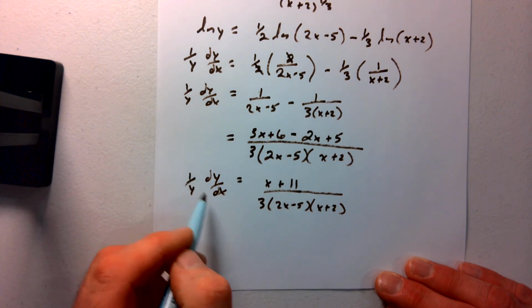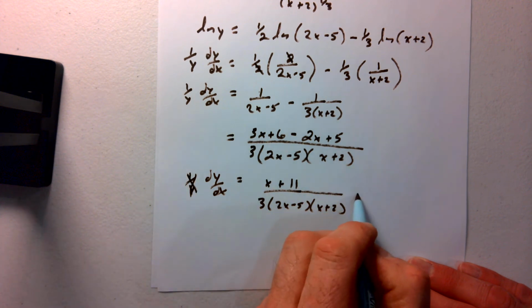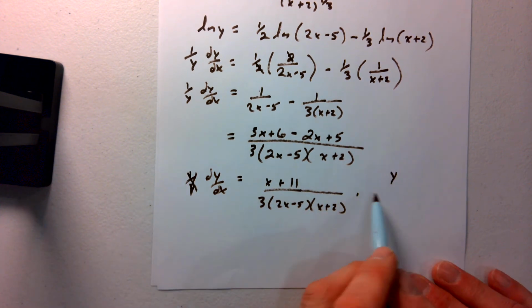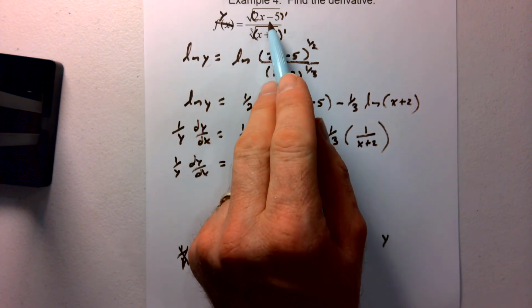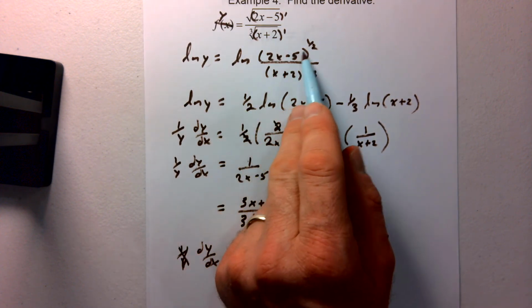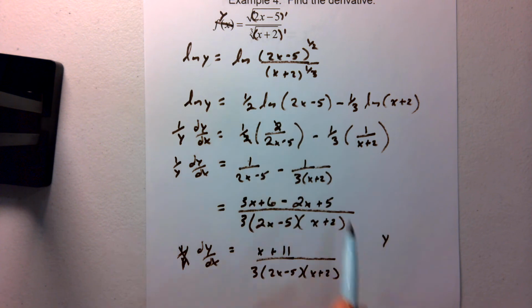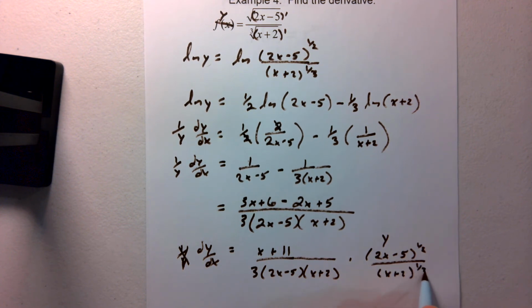I'm going to multiply my y over, so I'm going to multiply this by y, again putting that up there because I know that y equals 2x minus 5 to the 1/2 over x plus 2 to the 1/3. So I'm going to go ahead and put that in there, 2x minus 5 to the 1/2, and then x plus 2 to the 1/3.